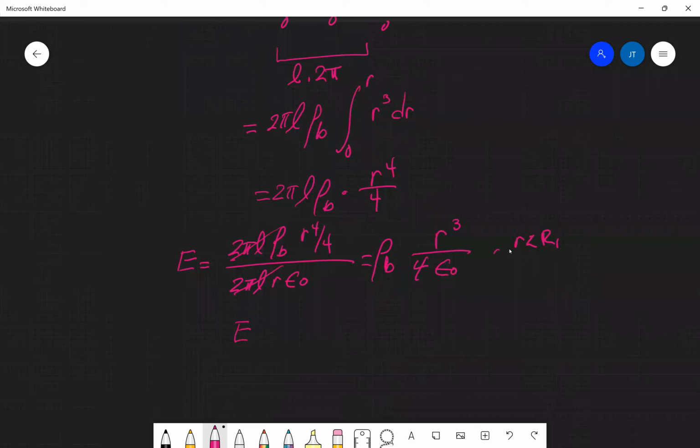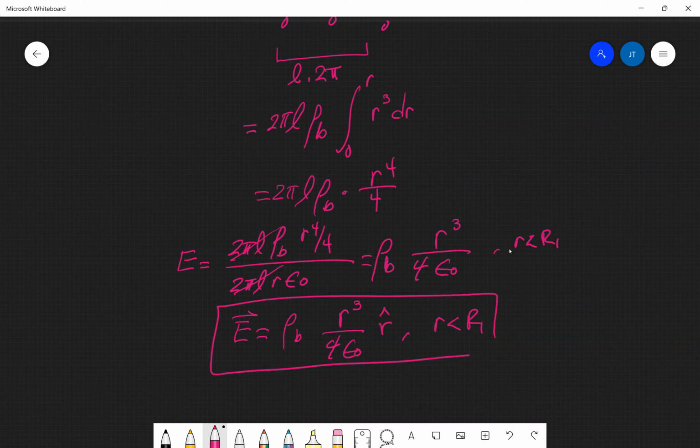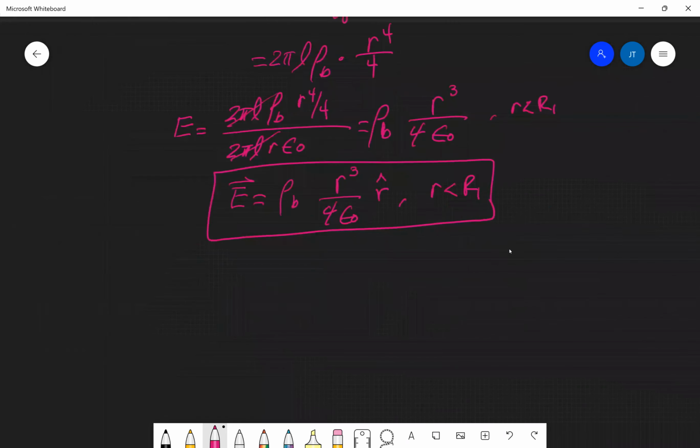So in general, we can write this. And again, I want to only write it once because all our electric fields here are radial, of 4 epsilon naught, r hat. There it is. Part B.